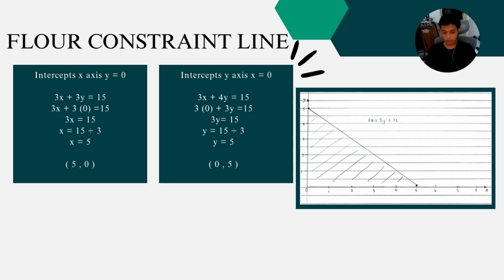Moving to the graph on the right, you can see the straight line connecting the two intercepts. This line represents the boundary for the constraints 3x plus 3y equal to 15 and 3x plus 4y equal to 15. Okay, the shaded region below the lines shows all the feasible solutions, or the combinations of x and y.